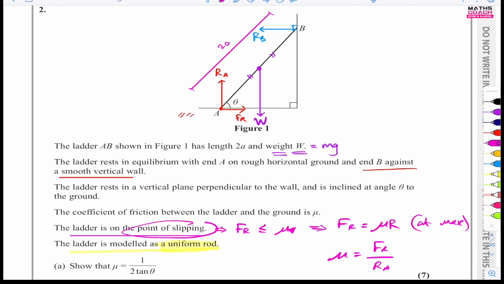So once you work out what your friction is, and then you work out what your reaction is, once you get those expressions, you then divide them, and that gives you mu. And that is basically what we need to show. It's a show question. We need to show how we get the friction, how we get the reaction, divide them, and show that it simplifies into that expression given here.